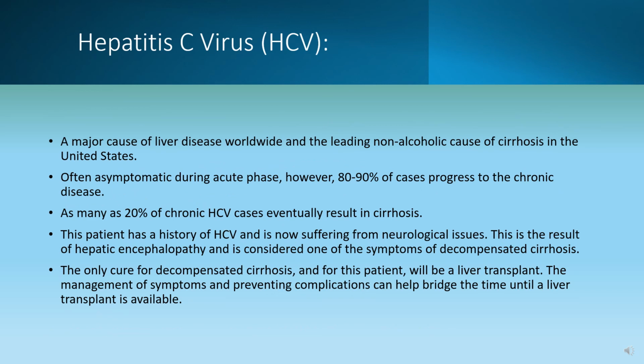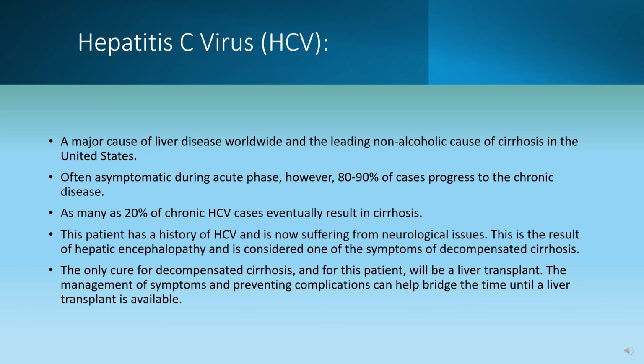In conclusion, this patient had a history of hepatitis C viral infection, or HCV, which is the leading contributing factor to cirrhosis in the United States. 80 to 90% of HCV cases will progress to chronic stages, and as many as 20% of those will lead to cirrhosis. The patient is now displaying neurological symptoms due to hepatic encephalopathy.